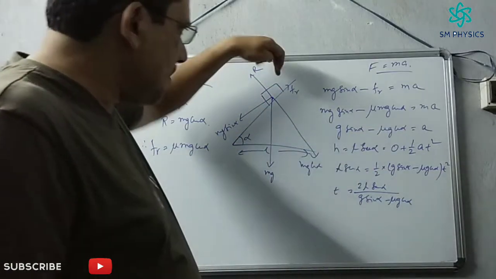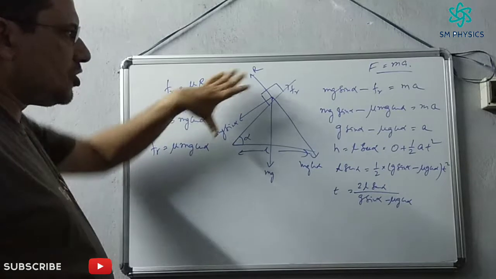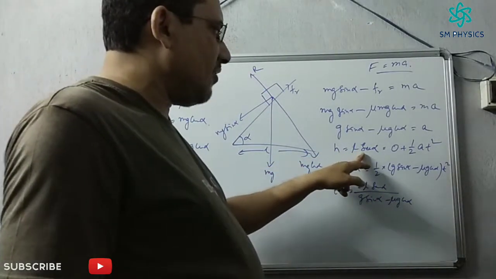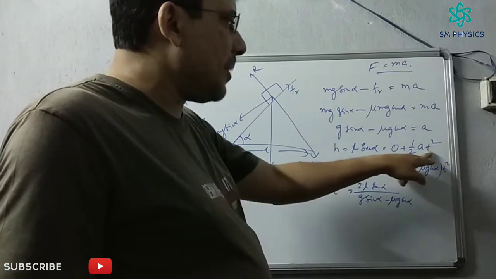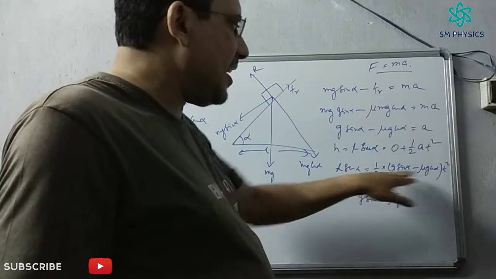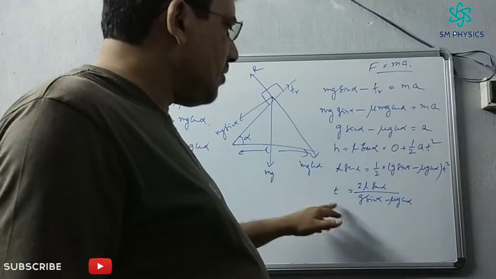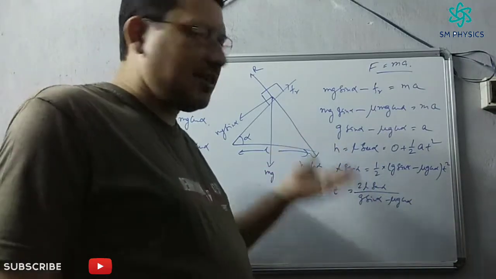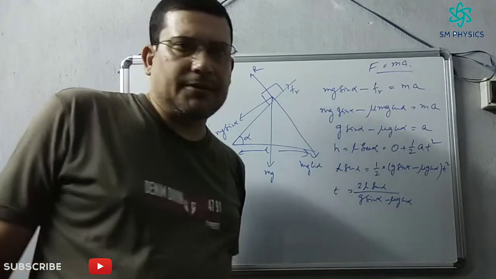Now h, the distance the body moves from this position to this position, is L sec alpha, which equals 0 plus half a t square. Put the value of a in this equation and then we find the value of t. So you take the screenshot from here.